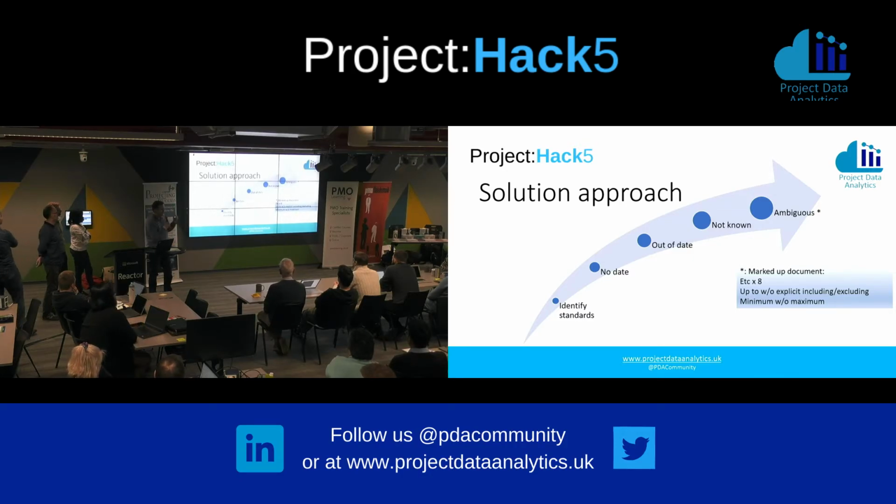And finally, we checked the document for ambiguity. It turned out that in the document we had, there was a lot of markup on formal ambiguity, but there were lots of subtle ambiguities. For example, the word etc. was listed 8 times in the specification. There were up to, without explicit including and excluding, and they were minimum without any maximum.